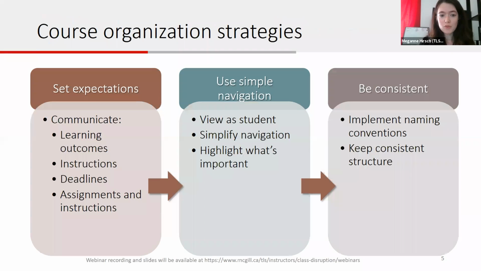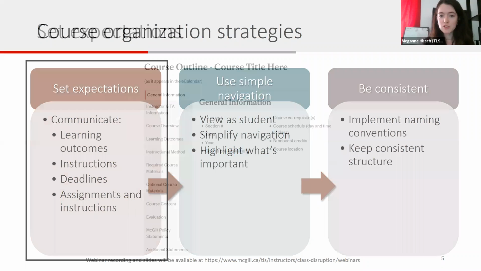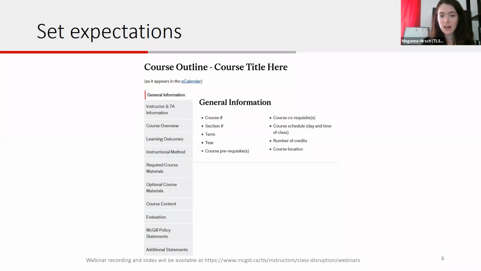So try to apply these 3 organization strategies when organizing your course. The first is to set expectations. And what I mean by this is to define and communicate what the learning outcomes and expectations are for the overall course, as well as for each individual module. The course outline template on the TLS website, which you'll be able to see in this next slide, is a great resource to refer to when thinking about the kind of information you want to share with your students.